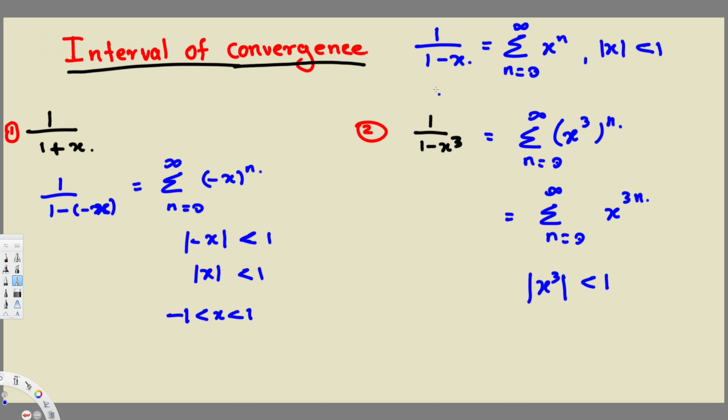But we want this in terms of x, not x squared or x cubed. If we have a power, we have to take it out. So this is just the absolute value of x, cubed, less than 1, right? And if you take the cube root, that's still 1. Therefore the interval of convergence is the absolute value of x less than 1, right? So this is again negative 1 to 1. And that's how we find the intervals of convergence for these kinds of functions.